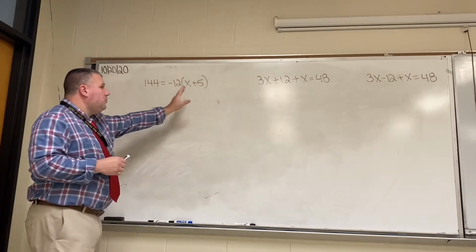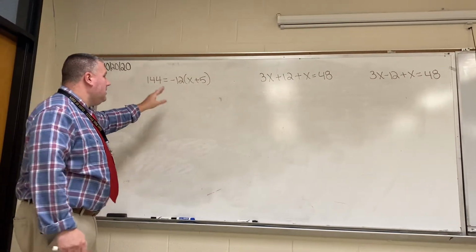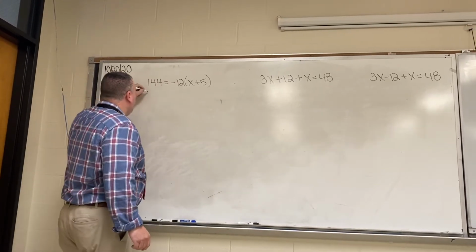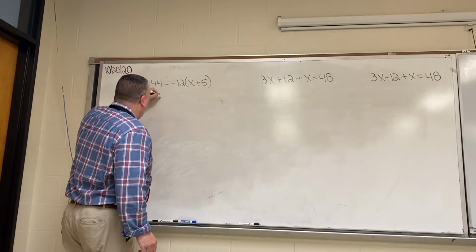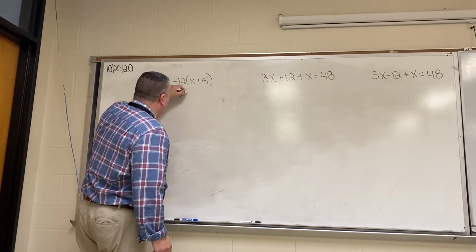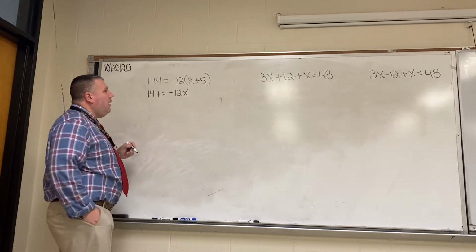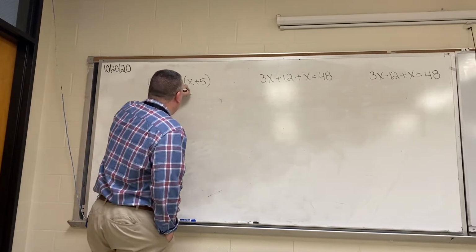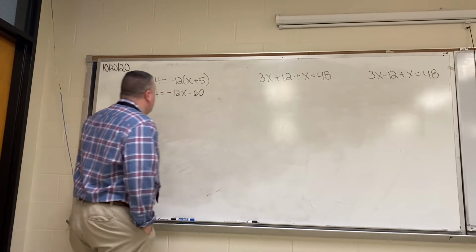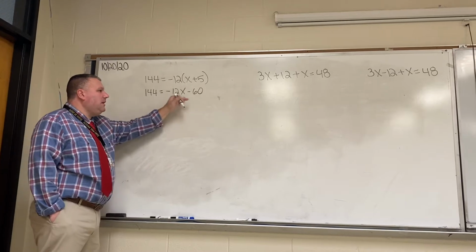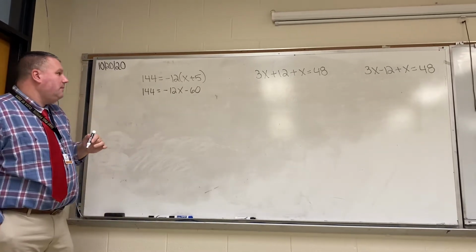So before we go through and solve this, we're going to have to distribute the negative 12 times the x and times the positive 5. So I'm going to start over here to the left. So 144 is equal to negative 12 times x is a negative 12x. Negative 12 times 5 is a minus 60. Okay? So, at this point, we cannot combine any more like terms over here on the right-hand side.